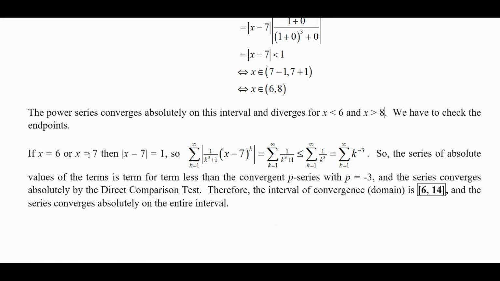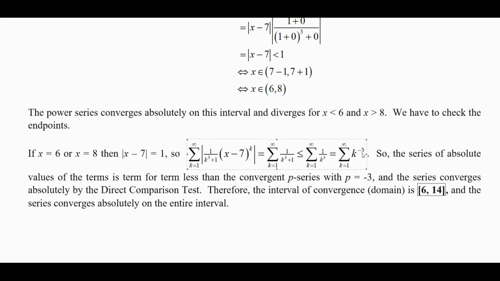This time, I can actually check them at the same time. Whether I put in 6 or 8, then x minus 7 absolute value is 1. And if I look at the absolute value of that, we get 1 over k cubed plus 1. So we're going to see that this converges absolutely. And so I can kind of check them together here. This is less than 1 over k cubed, which is a convergent p series. P is negative 3, the way I write it.